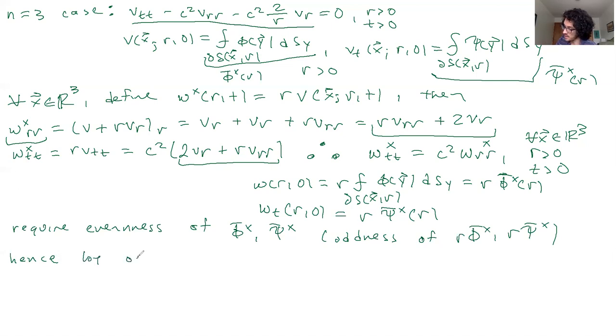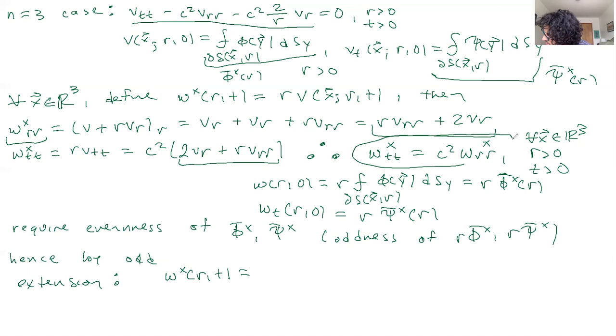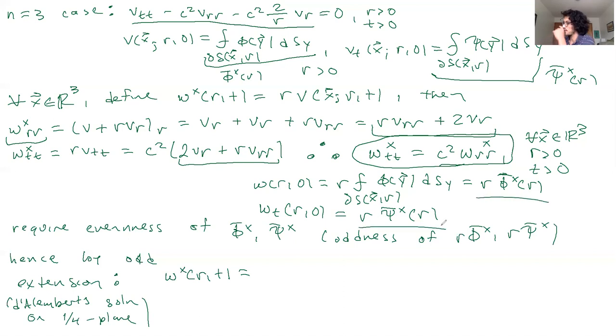Hence, by odd extension, W(x,r,t) should be equal to what? Well, remember, what we have here is just a wave equation. So that should have D'Alembert's solution on a quarter plane written all over it. This is the initial condition that we have here. So we just essentially port the result over for the quarter plane.